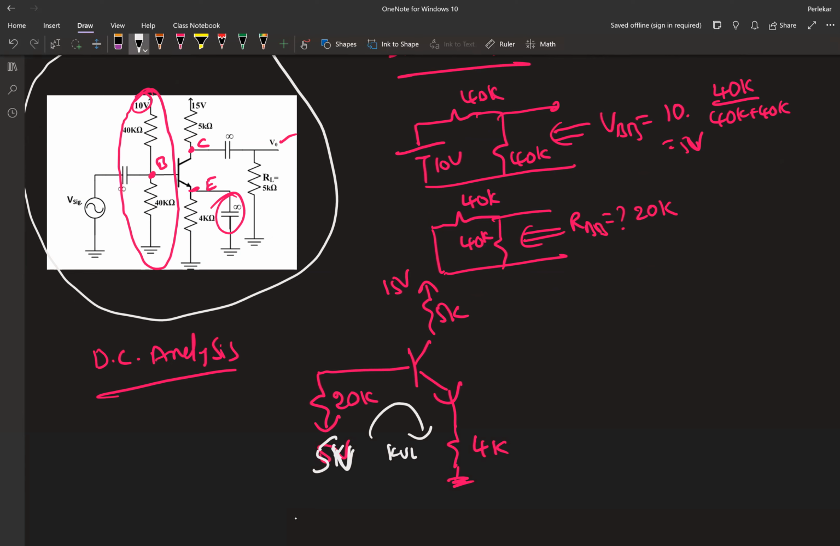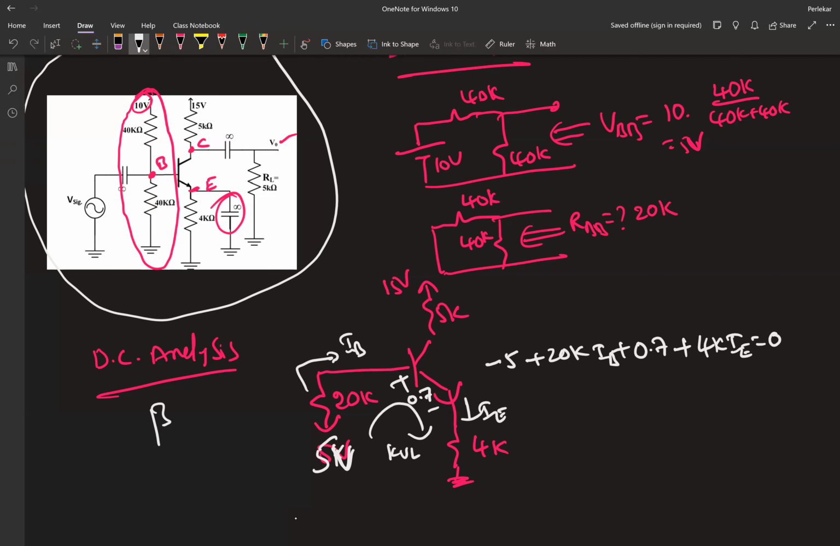So here is my KVL. Minus 5 plus 20K IB. The current passing through this is IB, and there's a voltage drop across this, assuming this transistor is working in active mode of operation. So 20K IB plus 0.7 plus 4K IE equals 0. The current passing through this is IE.